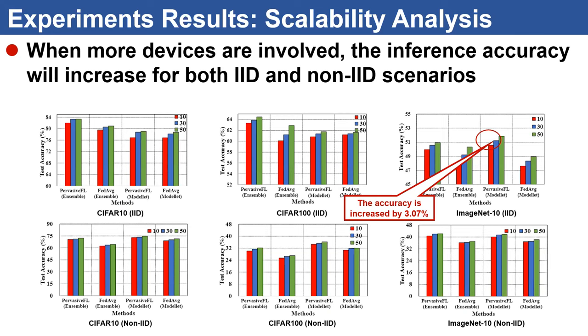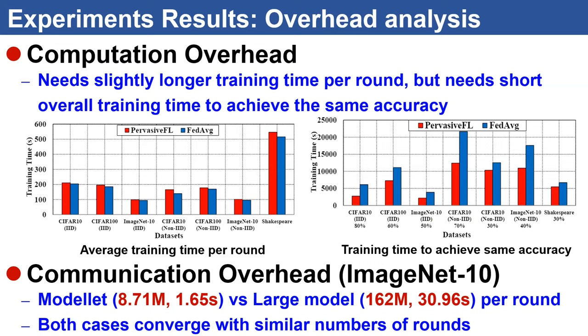To evaluate the computation overhead of components introduced by PervasiveFL, we conducted various experiments to investigate their impacts on the overall training time. From this figure, we can find that one PervasiveFL round needs slightly more training time than one FedAvg round, however, it needs shorter overall training time to achieve the same accuracy.